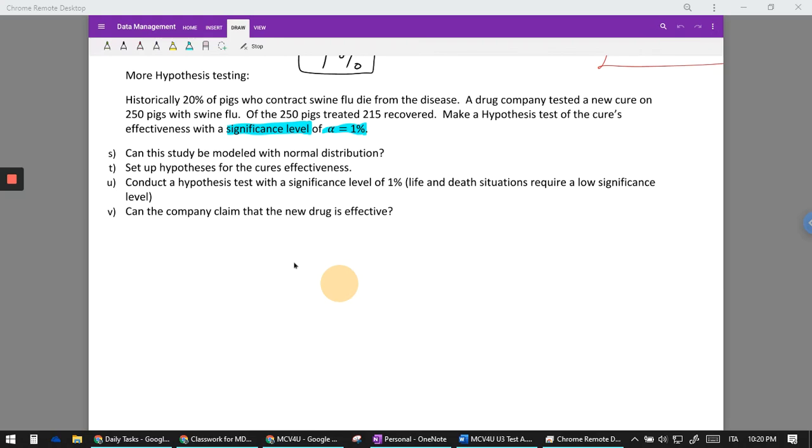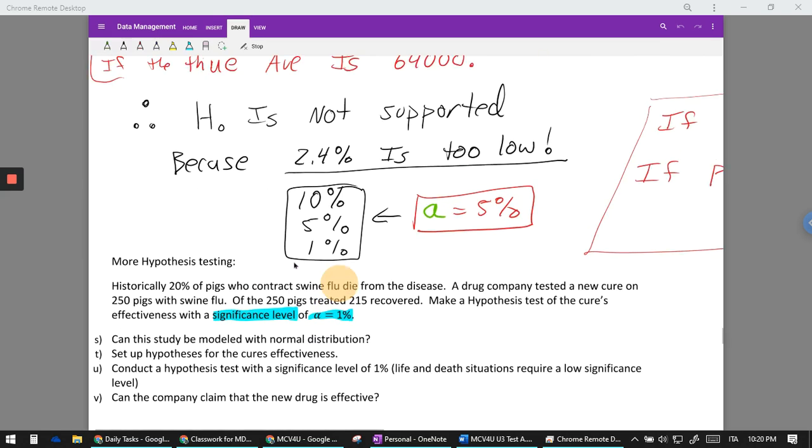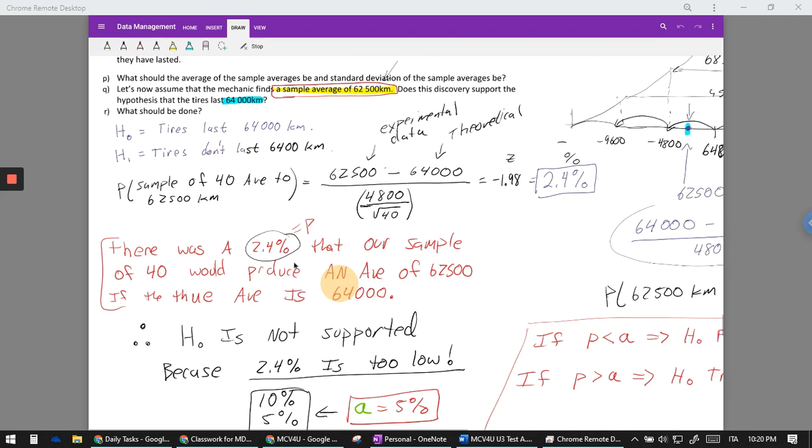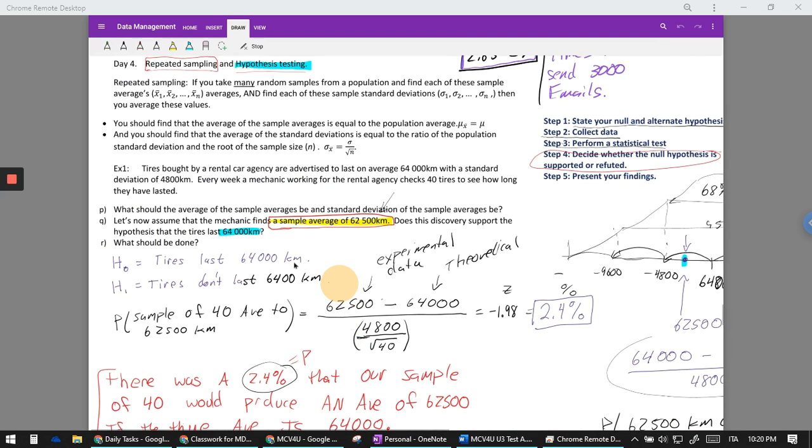So we're looking at some hypothesis testing a little bit more here today. Yesterday's video was about the tires, okay? And the focus was that you wanted to state your null hypothesis, and then collect some data, perform a test, and decide whether or not your hypothesis was supported. And then in the end, you make a little statement that tells you whether or not it was or was not.